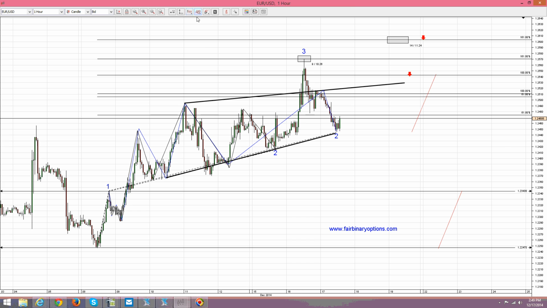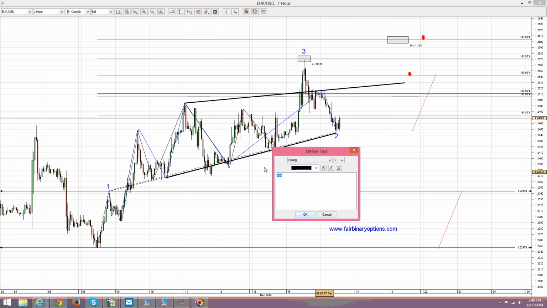So let's write here what is the plan for the euro US dollar. Well, the plan here is to buy put options by the time the market goes 1.2540 and 1.26 with end of month expiration date.